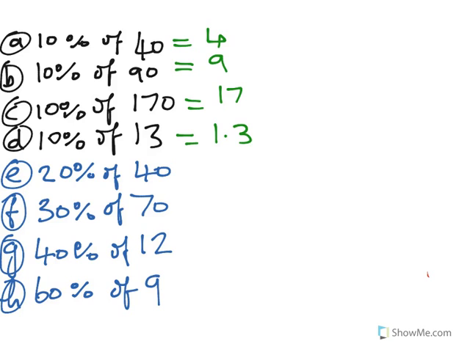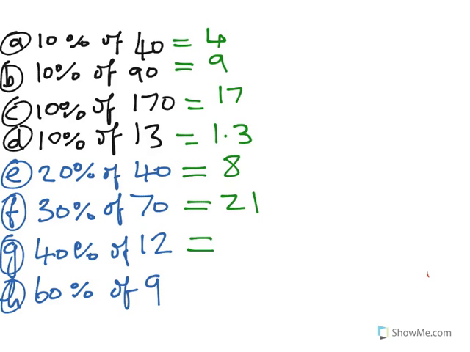And then you move on to slightly trickier questions where you find your 10% and then multiply it to find other multiples of 10 for a percentage. So, 20% of 40, well 10% is 4, so 20% would be 8. 30% of 70, well 10% is 7, and use my 7 times tables. 7 multiplied by 3 would give me 21.